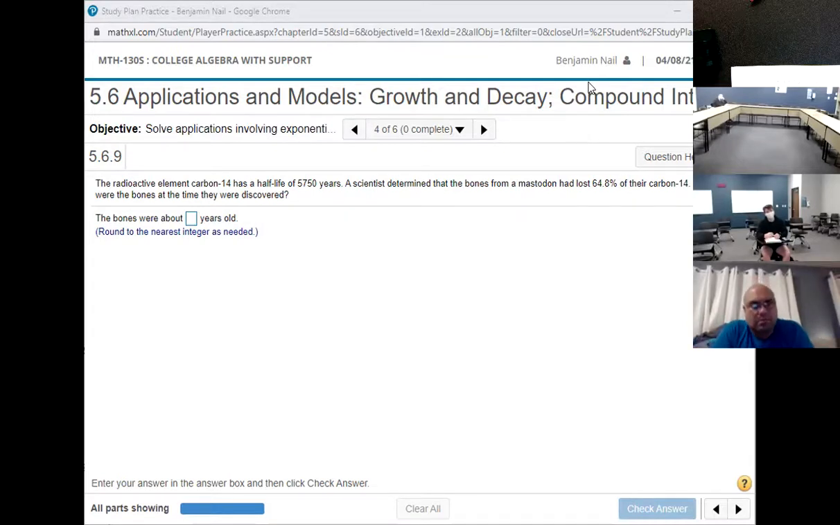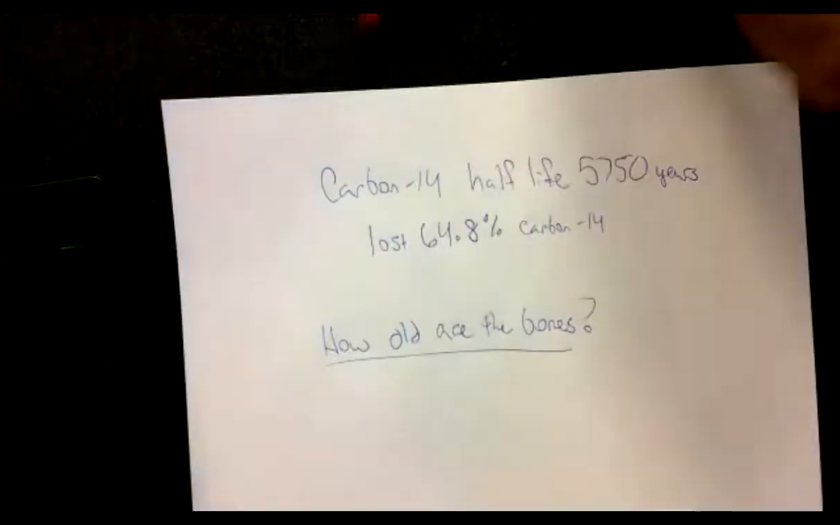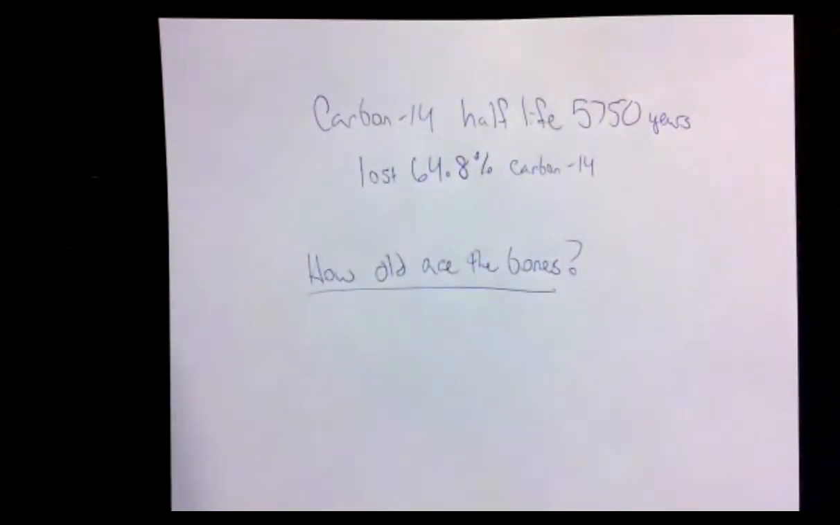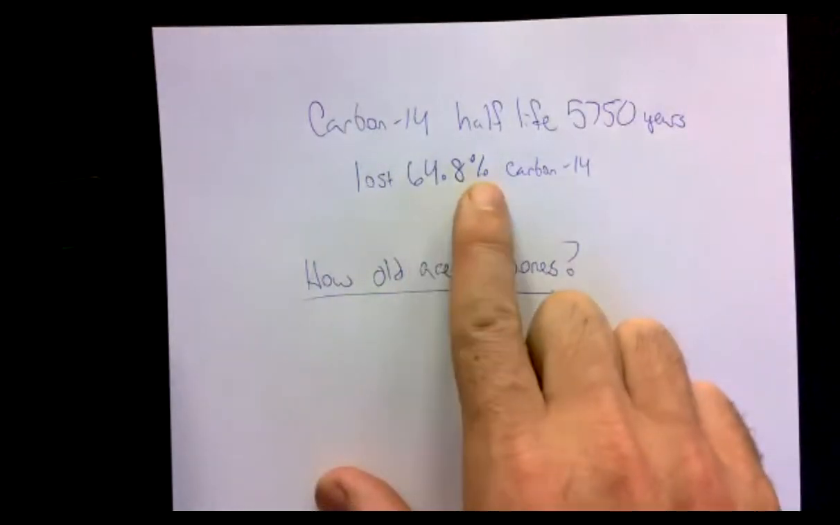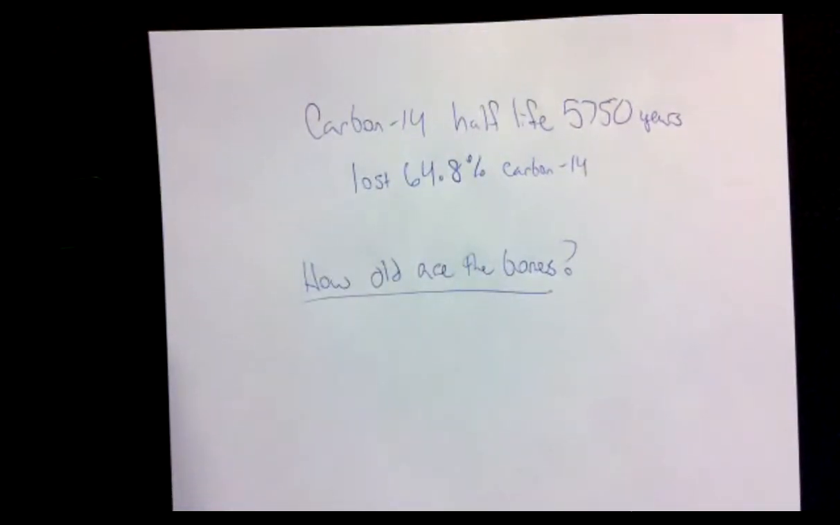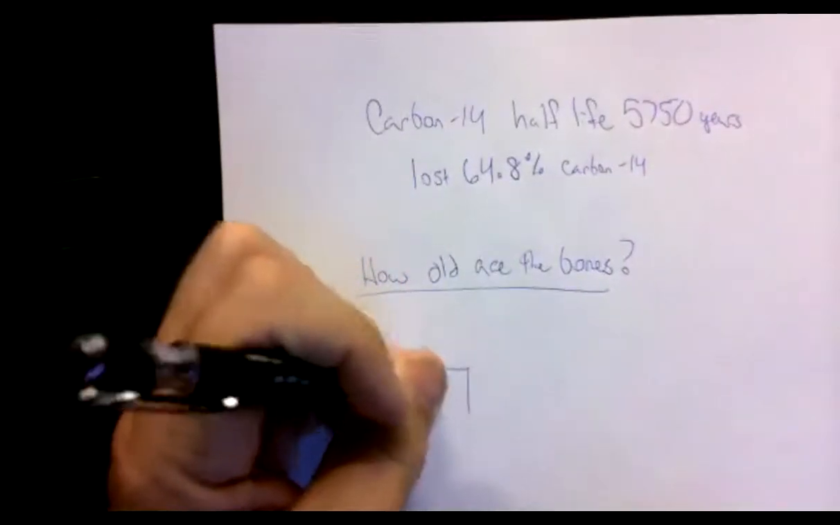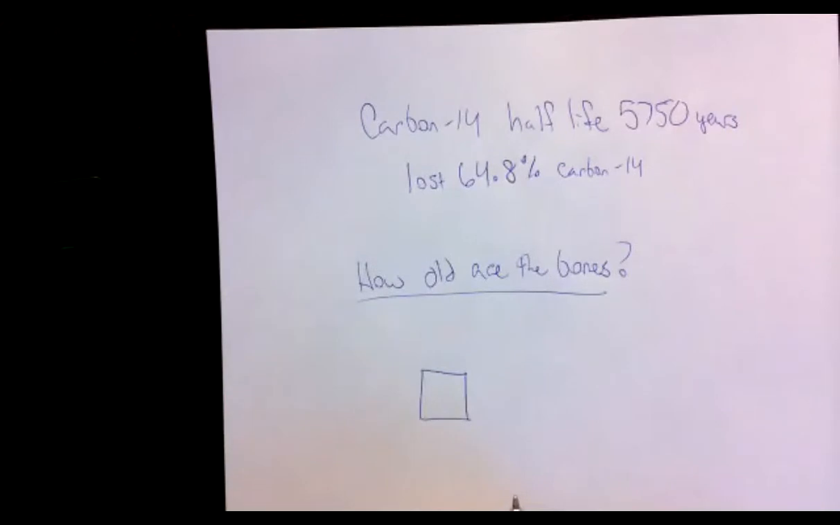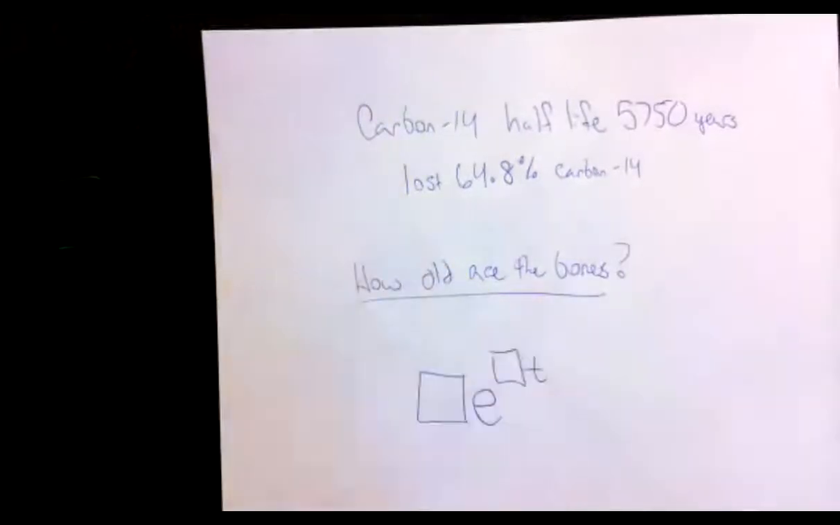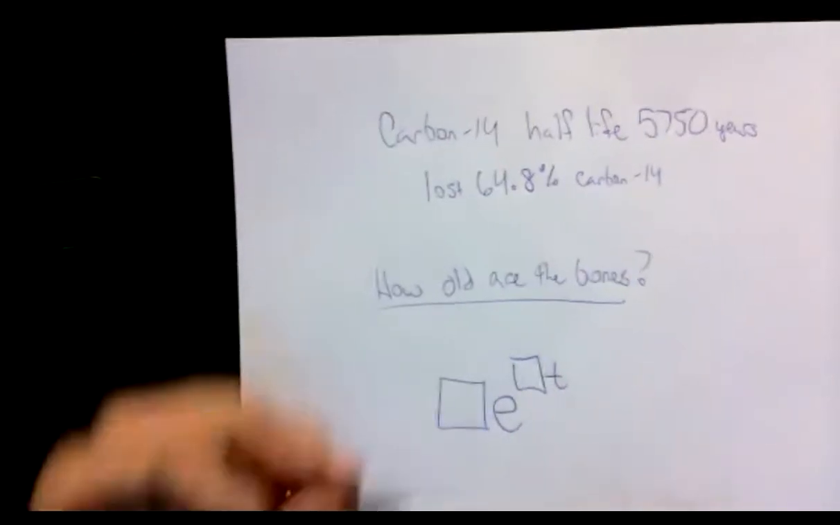Okay, so I'm going to, again, stop sharing, go back to my screen so we can kind of walk through this. So again, the problem says we got carbon-14, has a half-life of that 5,750 years. We got a bone that lost 64.8%. So now the question is, how old are the bones they found? So we've got a couple of things we've got to do here. All right, so we've got our initial amount, which we don't know, times E to the multiplier we don't know, times time, which we don't know.